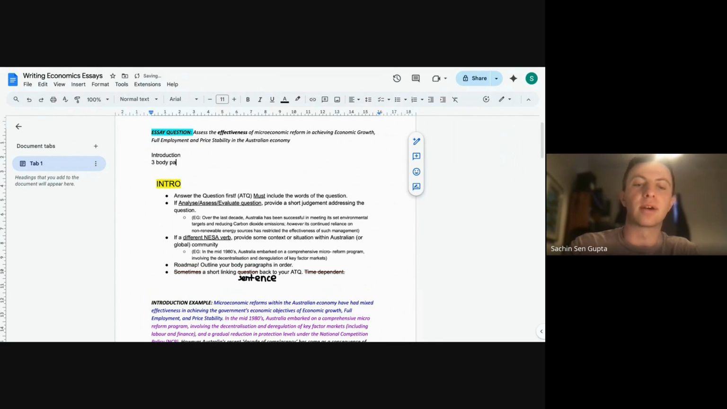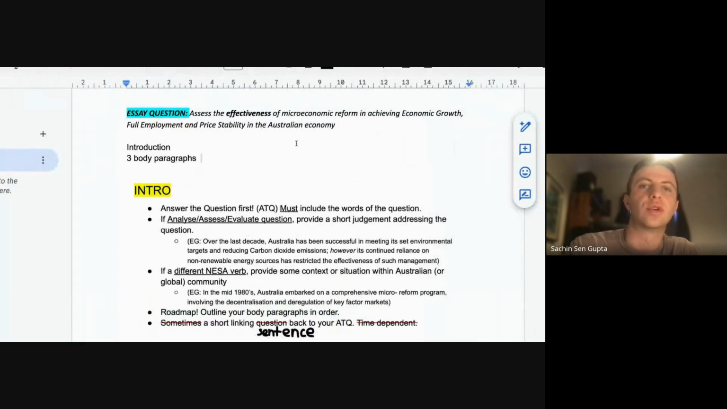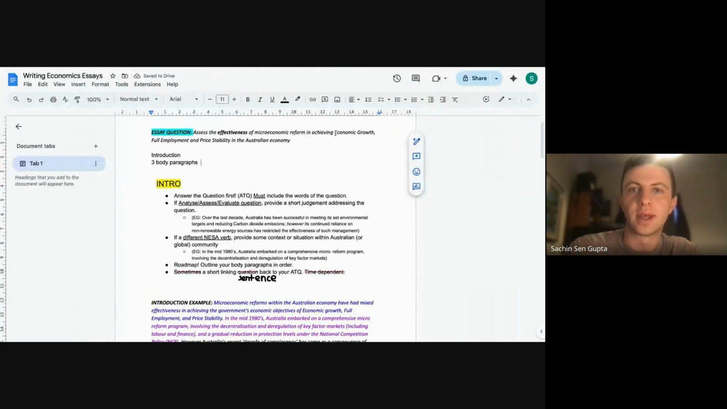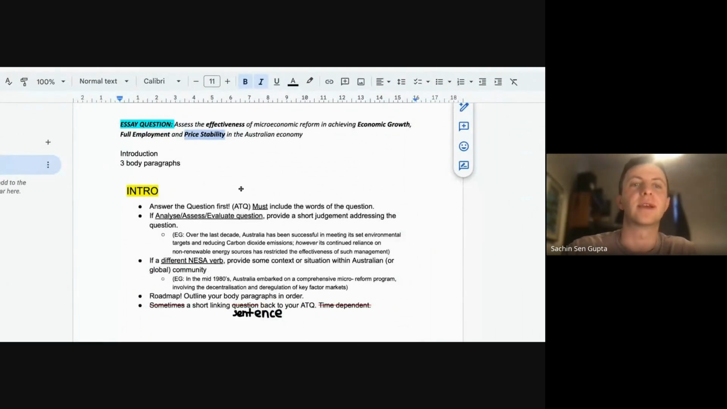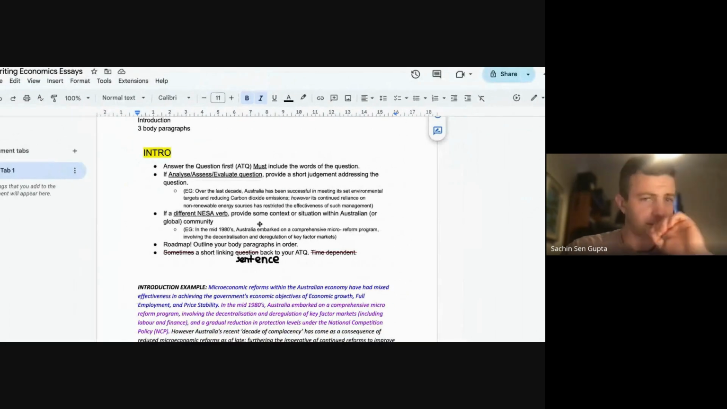I'm just going to say 3 body paragraphs, depending on really what the question is, the parameters of the question. In this case, because it's achieving economic growth, full employment, and price stability, it seems reasonable to do a body paragraph on each of those discrete categories. I'll get to body paragraphs when I get there. But we'll start with the introduction, right?